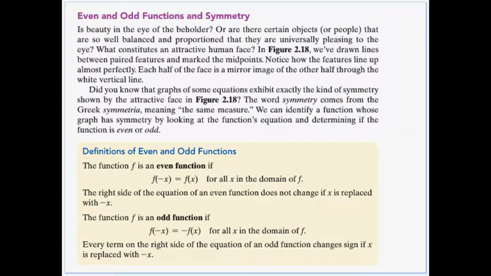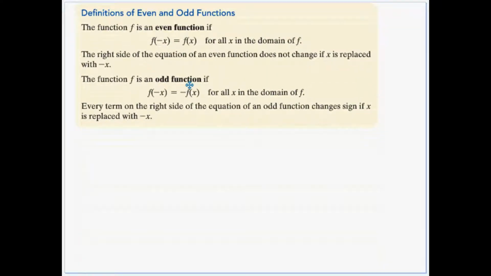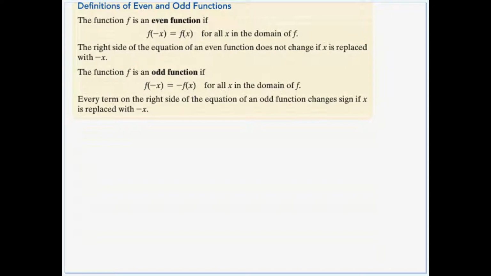Next up, even and odd functions and symmetry. I'll leave that for you to read. Here, the juicy stuff is in that definition box. Now here's a lot of notation, might be a little confusing. Function f is even if f of negative x is the exact same thing as f of x for all x values. I think about it like this.